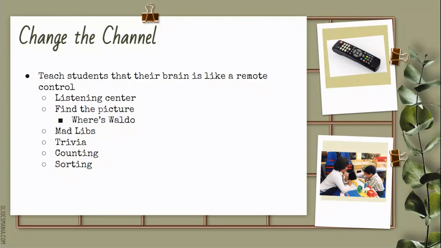Another strategy that you can employ is to change the channel. Teaching students that their brain is like a remote control that they can use to switch the channel can help them learn to calm down. These switching activities are called cognitive distractions or thought breaks and are incompatible with negative thinking. A listening center or a find the picture activity can be helpful to young children. For older students, you might try Mad Libs, trivia, or more abstract strategies such as counting all the green items in the room, saying the alphabet backwards, or thinking of the first 10 lines of a favorite movie.